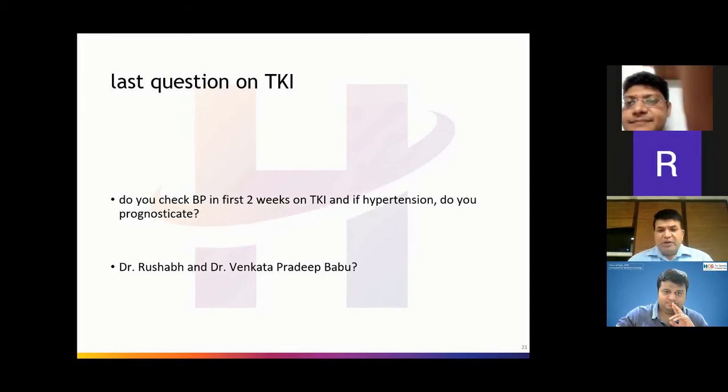Okay. Dr. Venkata Pradeep Babu, you have started sorafenib. The patient can afford a little bit of lenvatinib also.